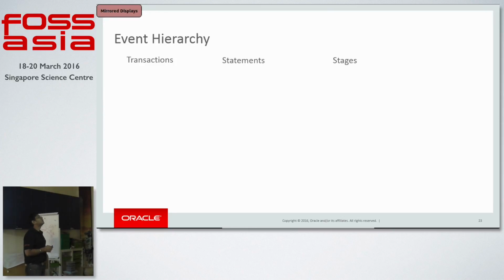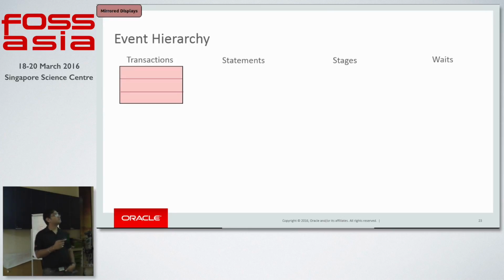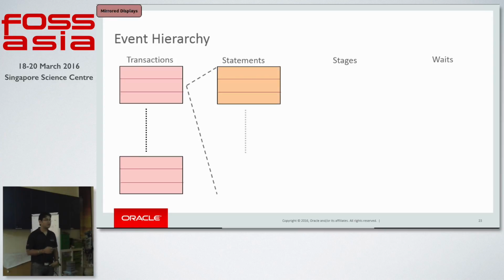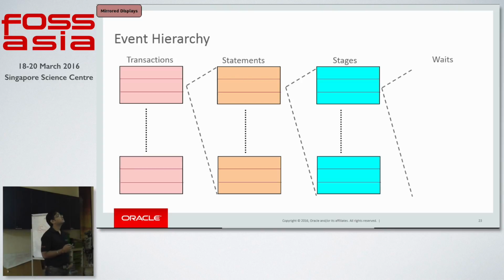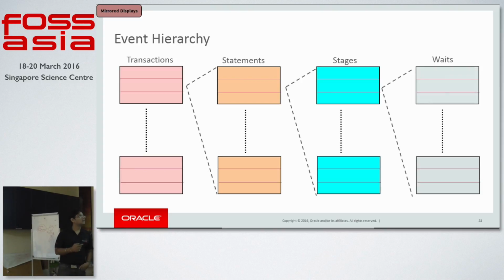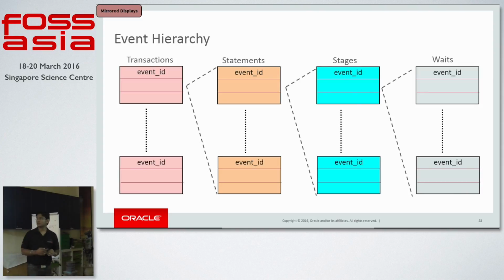So 4 events in MySQL server: transaction, statement, stage, and wait. A transaction could have multiple statements, a statement could have multiple stages, a stage could have multiple waits. Now, to identify a single instance of statement, stage, or wait, we have given them a specific ID that is called event ID. So there could be 100 statements or 1000 statements being executed on the server. We can identify those statements using the event ID. Similarly, there could be thousands of stages on the server. We can uniquely identify them using event ID.